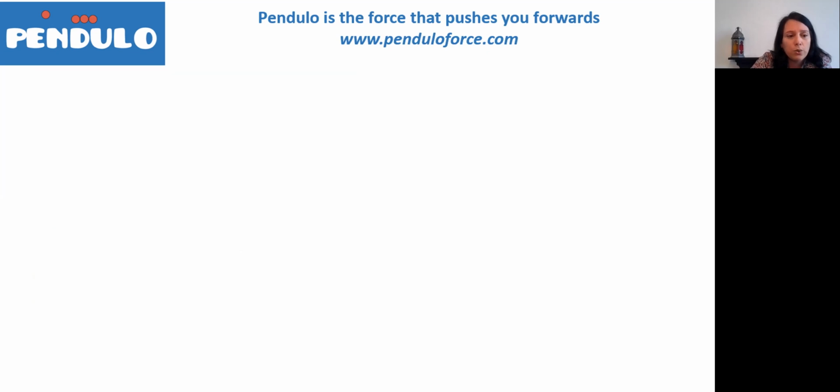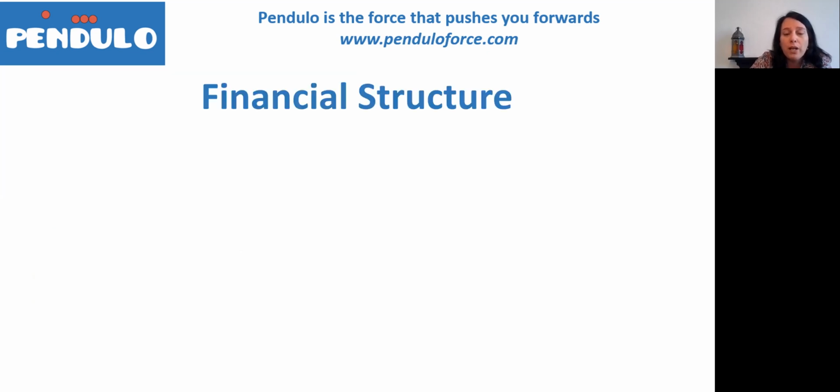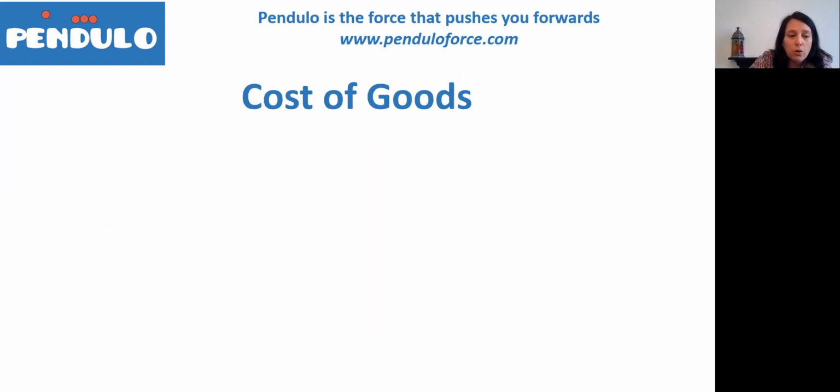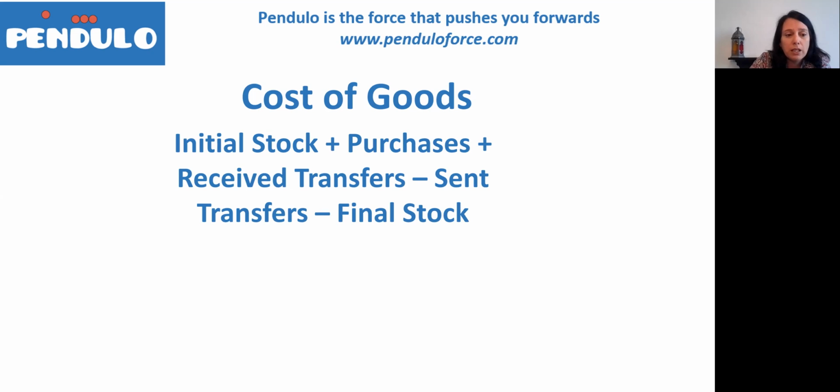Now we're going to see how to control our cost of goods when we have a full menu restaurant. Okay, let's see how to do it. So the formula for the cost of goods will be initial stock plus purchases plus transfers you receive minus transfers you send out minus final stock. Transfers are things like staff food. You will transfer that cost to HR, and you're able to deduct that as a cost in your P&L and therefore pay less corporation tax.